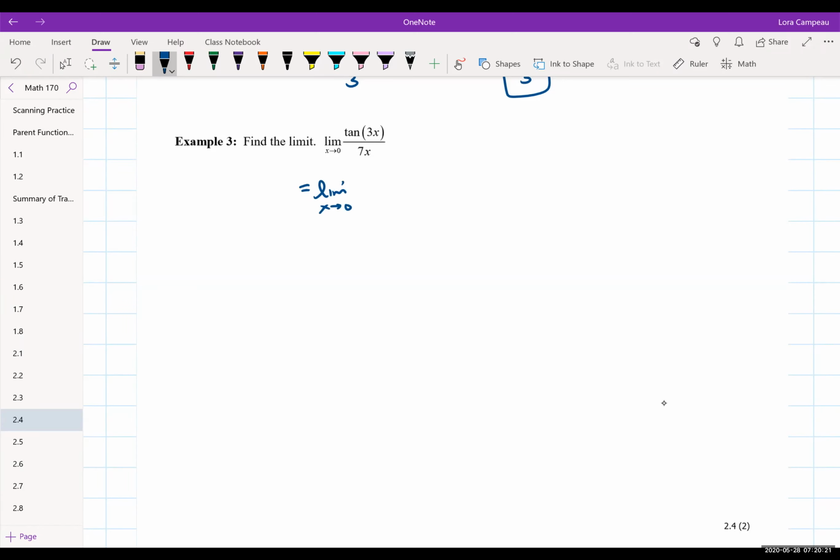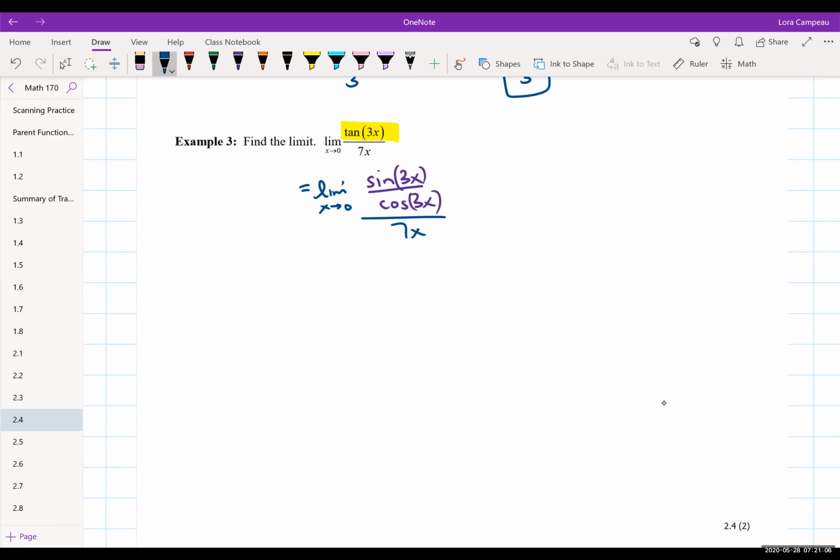Instead of writing tangent, we know that tangent is equal to sine over cosine. So I can take this piece right here, tangent of 3x, and rewrite it as sine over cosine. Maybe I'll do this in a slightly different color. Excuse me, sine of 3x over cosine of 3x, being clear about who's the argument. Now remember, this was still all over 7x.